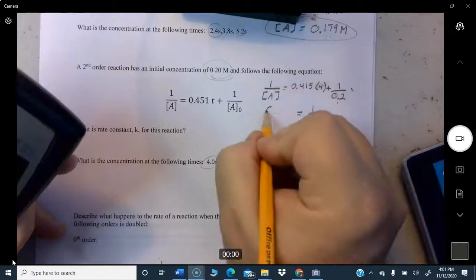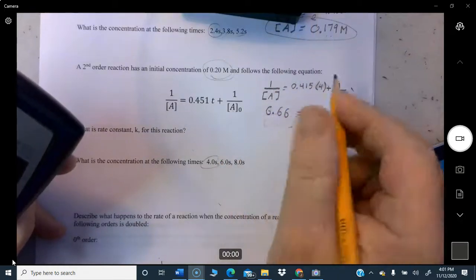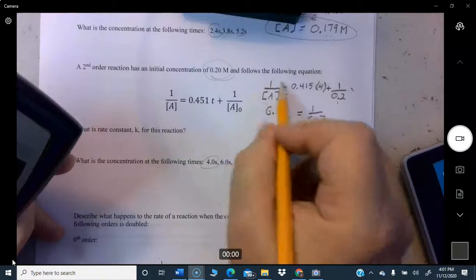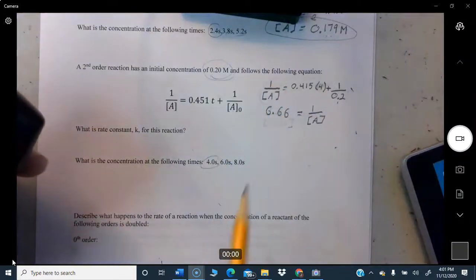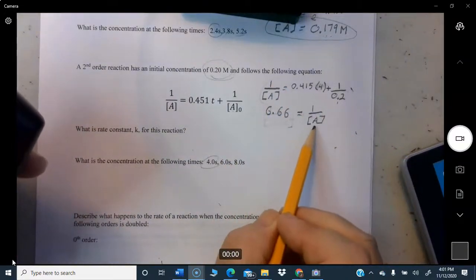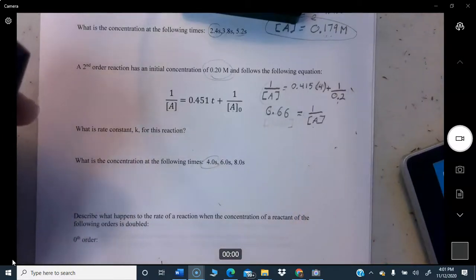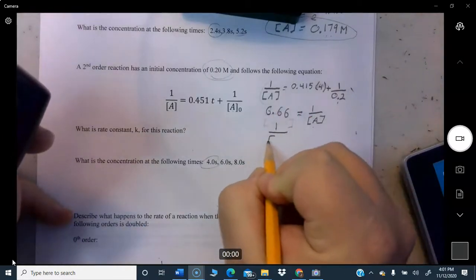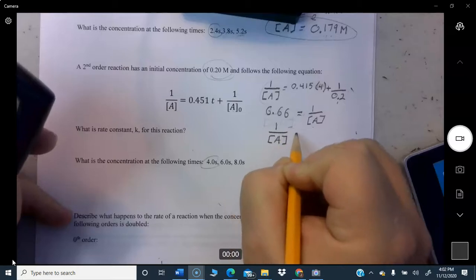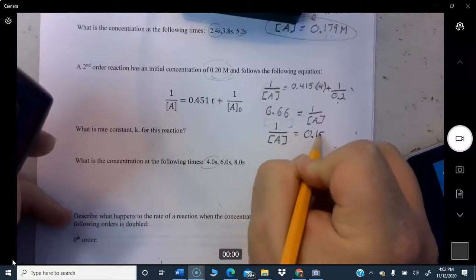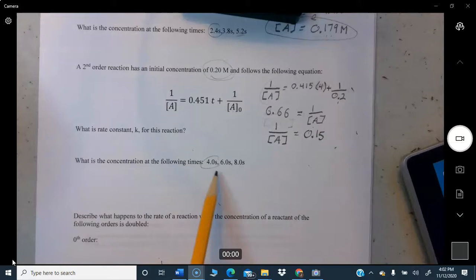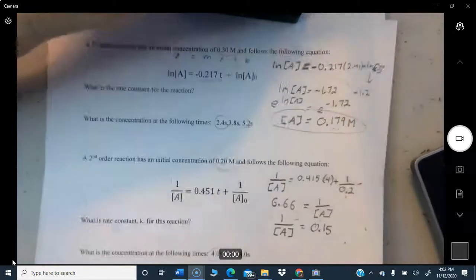As I say, check your work as you go along. So 6.66 is all of this stuff, equals this. I just switch sides, doesn't matter. Remember, we're not interested in 1 over A, we're interested in A, so you simply take the reciprocal of that, and that will give you 0.15. And as you go to 6 seconds, it's a reactant, so it's going to be decreasing. So 6 seconds should give you a smaller number than that. 8 seconds should give you a smaller number than that. Okay, not so bad. Let's keep rolling here.